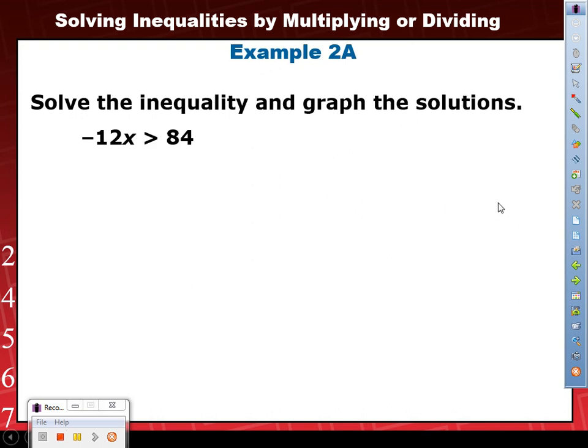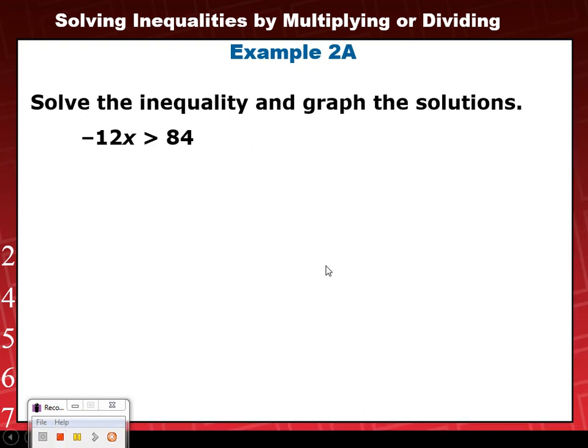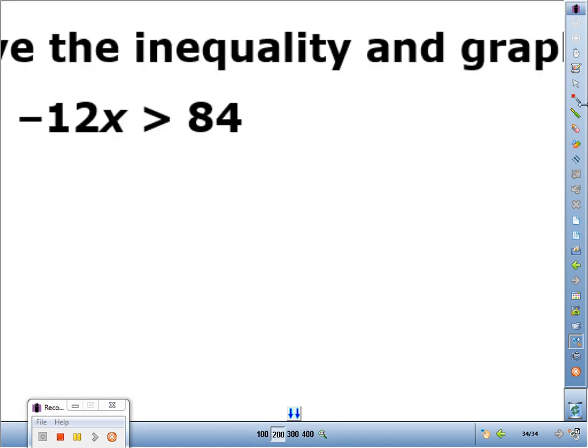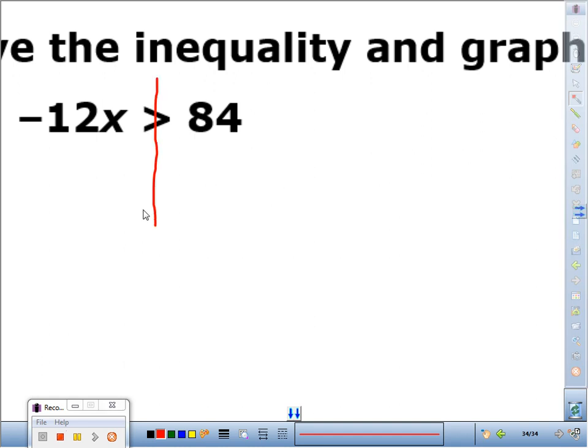Example 2a, negative 12x greater than 84. Pens down, pencils down. Here we go. Look what I'm going to do. Line down the inequality symbol. To get rid of this negative 12, I'm going to divide by negative 12, divide by negative 12. This is a giant 1. We're left with x. This is negative 7.